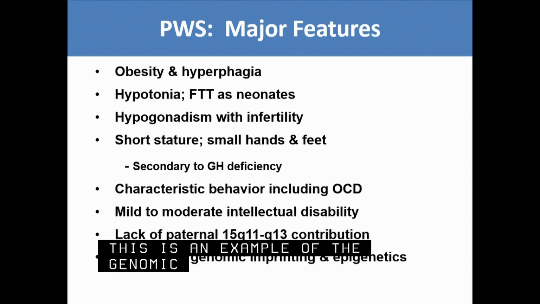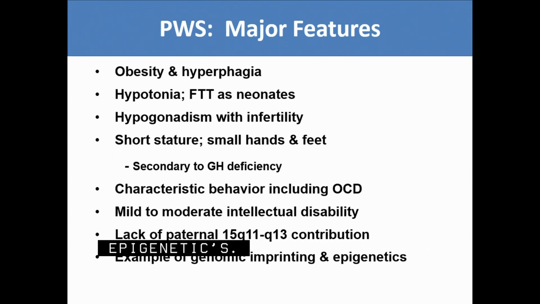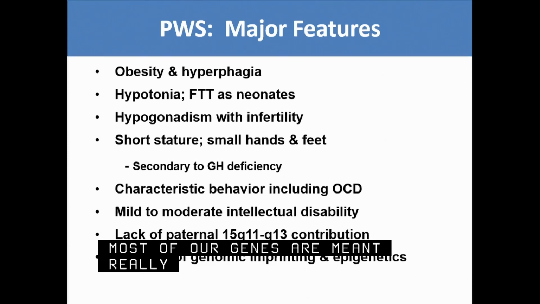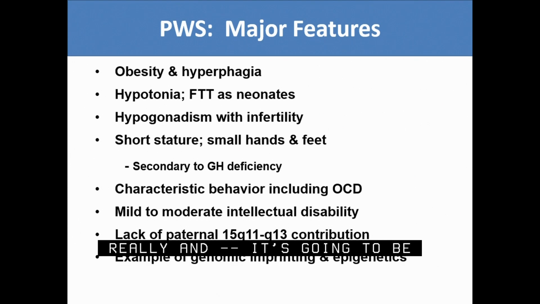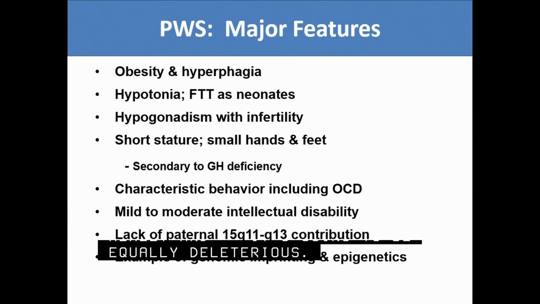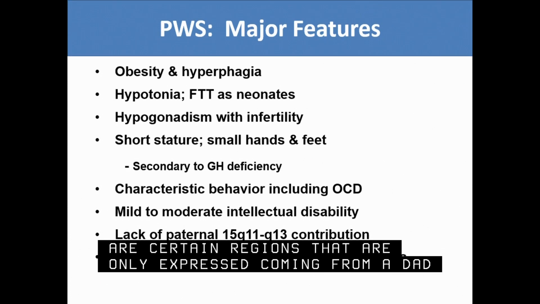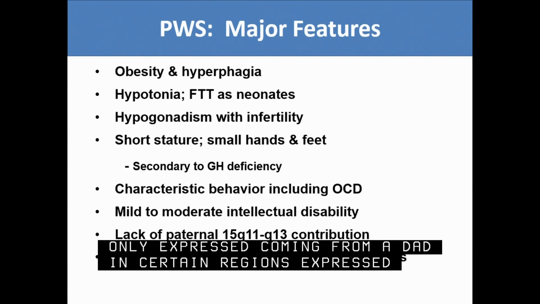Genomic imprinting affects only a small percentage of our genes, probably less than 1%. Most of our genes are Mendelian. It doesn't matter if the mutation comes from your mom or your dad; it's going to be equally deleterious. But in the imprinted conditions, there are certain regions in our genome that are only expressed coming from a dad and certain regions only expressed coming from a mom. So if you ever wondered why you needed both a mom and a dad, it's because of imprinting.